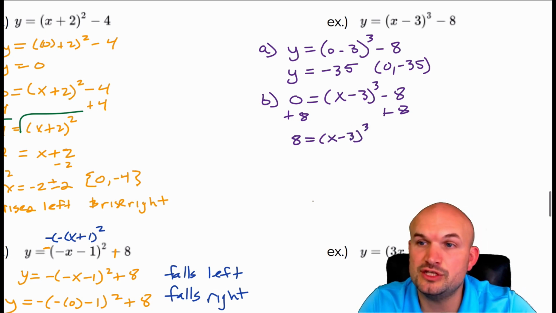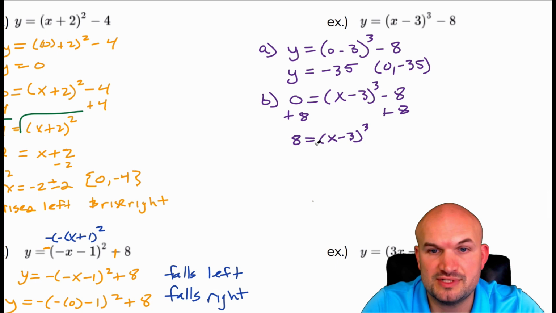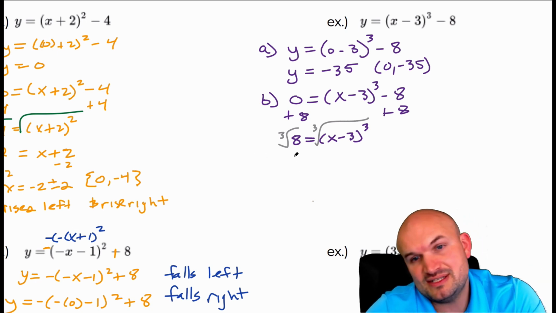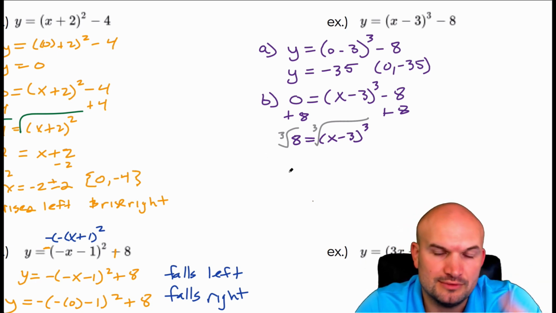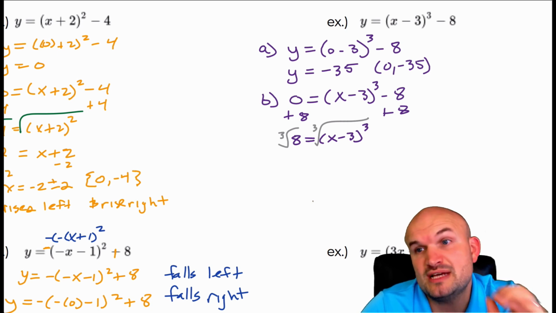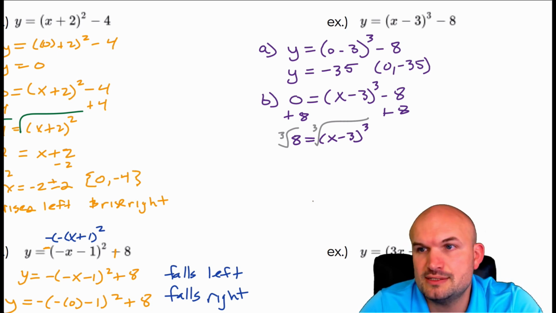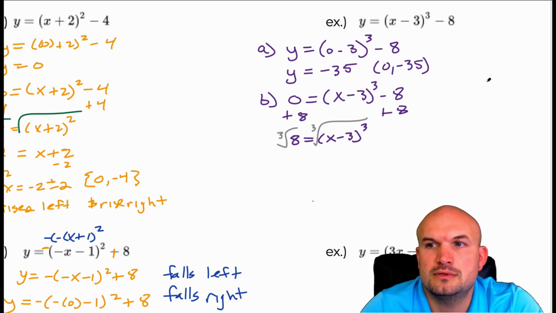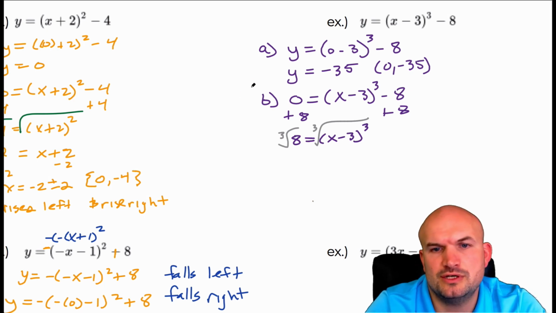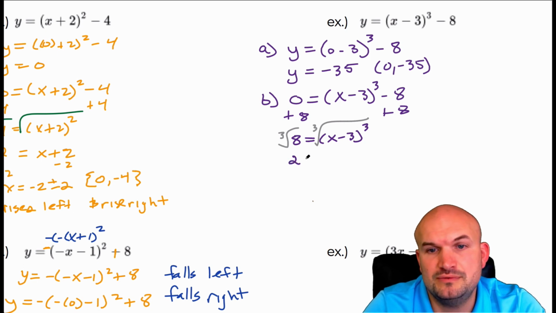Now we need to use the cube root on both sides, and it's important that since the cube root is an odd root, we don't need to do the plus or minus. So now we just need to simplify. What is the cube root of 8? Well, the cube root of 8 is actually just 2, because 2 times 2 times 2 equals 8. So therefore 2 equals x minus 3. Add 3 to both sides, and we have 5 equals x.